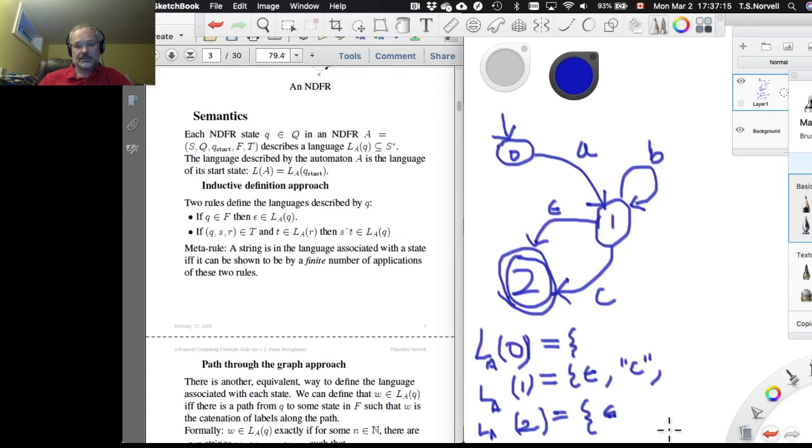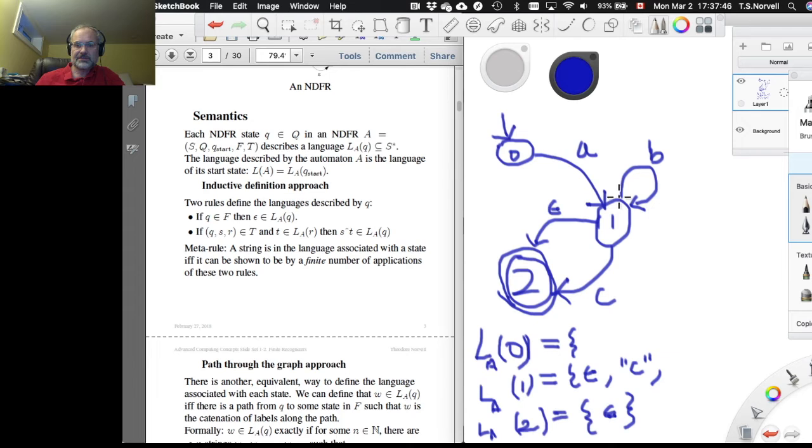What else can I learn? Well, I have no transitions coming out of state 2, and so I can't use this rule to learn about any more strings in the language of state 2. And that means there aren't any, because there's no more rules. There's just these two rules. So actually, state 2 is finished. State 1, we can do more here. Let's do some more work on state 1.